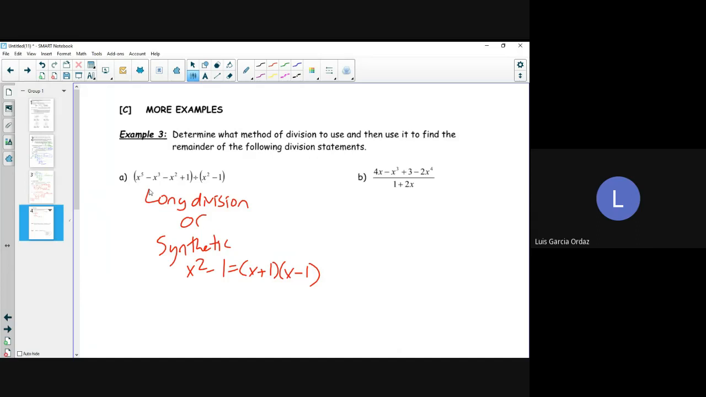And the next one, what would be the easiest way to do it? This is our divisor, this is our dividend. Is our divisor in the form of qx minus p? Yep, so what type of division can we use? I mean both. Yeah. Both, but because we have it in that form, we would just use synthetic.